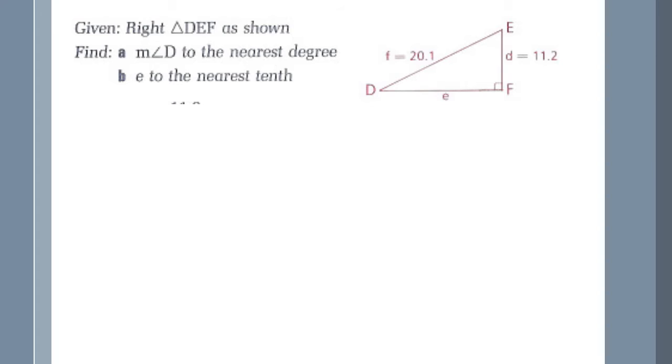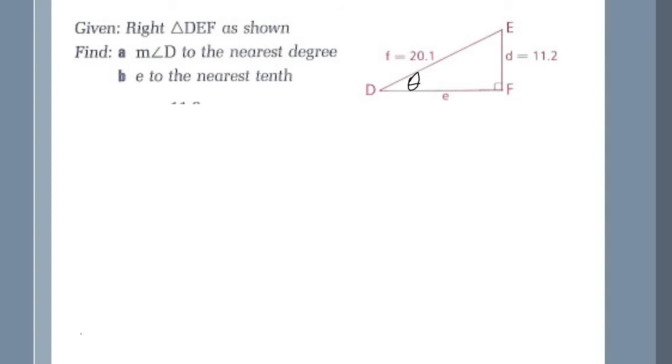So here we have triangle DEF shown, and we want to find the measure of angle D to the nearest degree and the length of E to the nearest tenth. And we're going to use some trig to do that. So we're going to find angle D first of all. If you remember from the trig video, this is theta, right? When we're looking for that, we don't know what it is, we use theta.